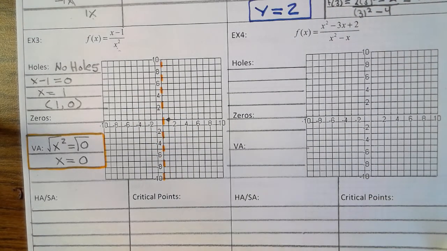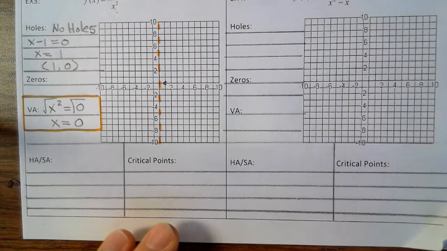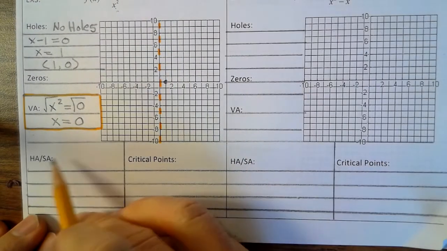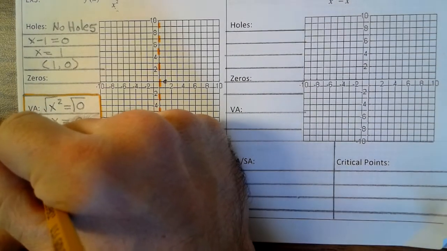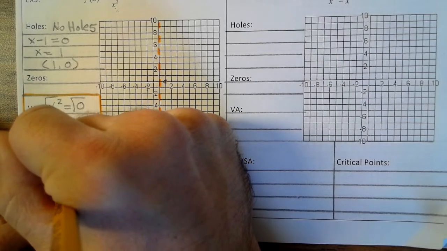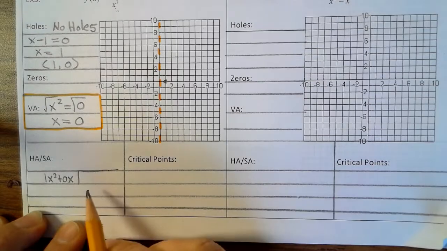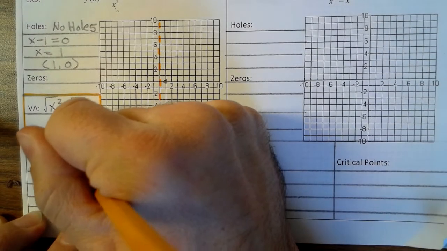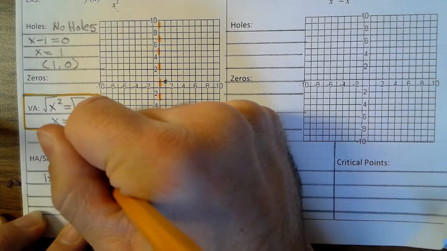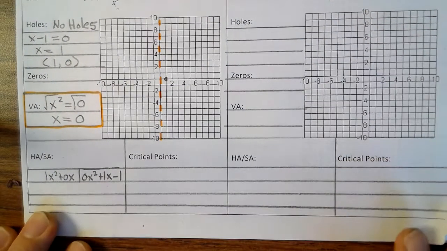Okay. Now, for the horizontal slant asymptote, we divide, so that's 1x squared plus 0x divided into, now there's no x squared, so that's 0x squared plus 1x minus 1.